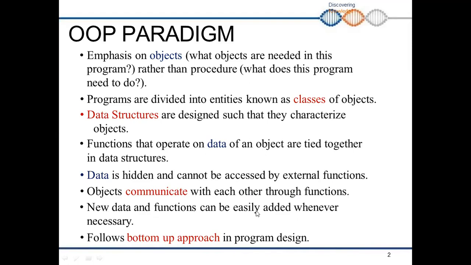New data and functions can be easily added whenever necessary. So we can add any data and function in a class, and the object can use that data and those functions when the object communicates with the class. Object oriented follows a bottom up approach in program design. We already discussed in our last topic that object oriented is a bottom up approach because it is compiled and implemented from bottom to up.